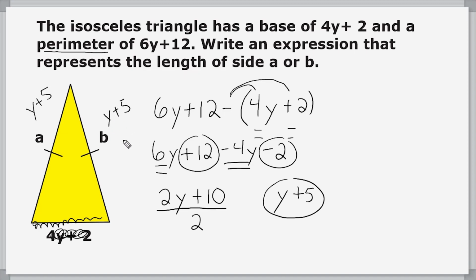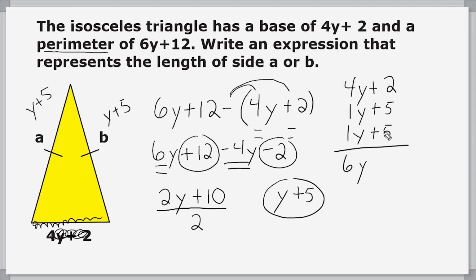Now, if we wanted to check our work, what we could do is take our base, which is 4y plus 2, and add it to y plus 5, which is a second side, and the third side is also y plus 5. So 4y plus y plus y is 6y, and 5 plus 5 plus 2 is 12, which is the original given perimeter.